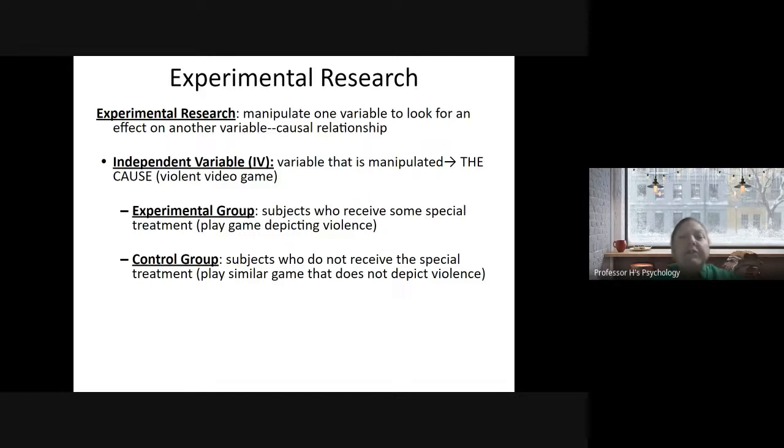Our experimental group are the subjects who receive a special treatment. So that special treatment would be playing the violent video game, because that's the thing that we think is going to cause the aggressive behavior. So our experimental group is going to get the treatment that we think is going to cause something. So the treatment in this case is playing the violent video game.